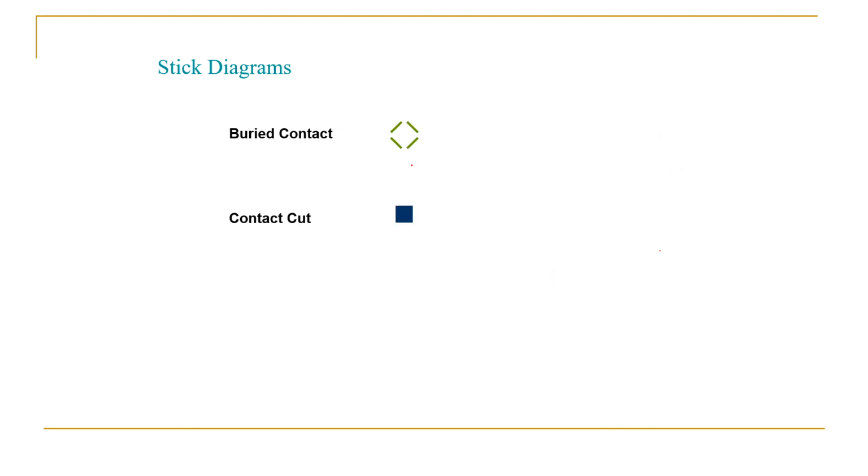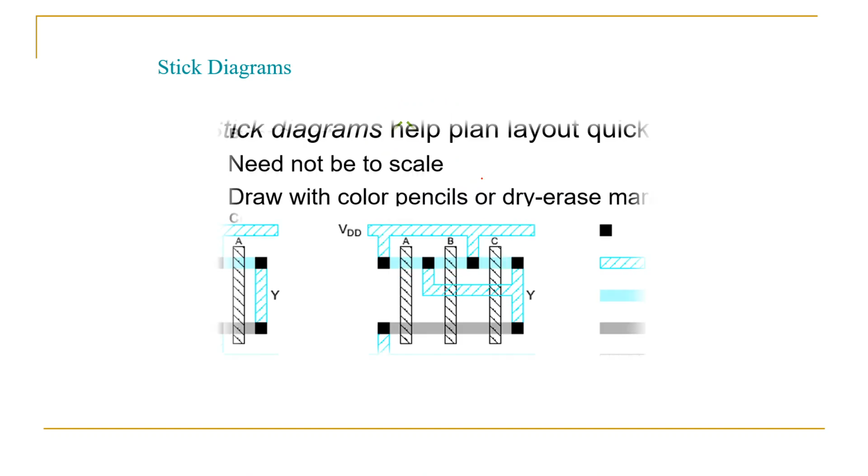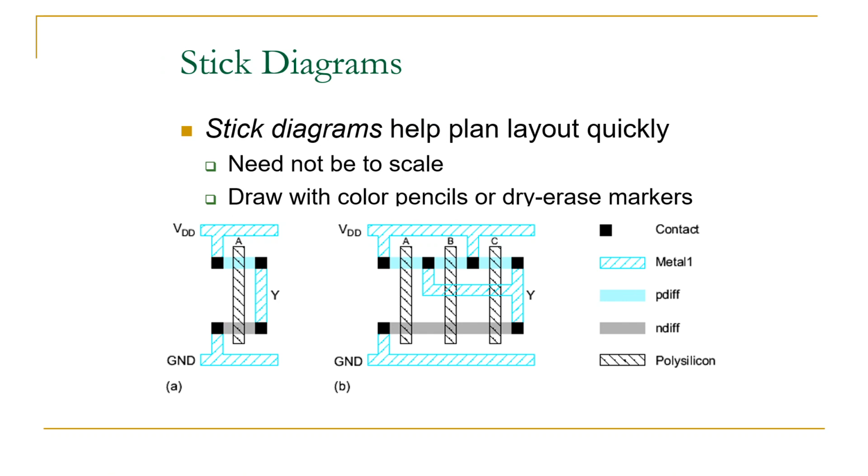This is your buried contact, and for a contact cut you draw squares filled with black. A stick diagram helps to plan the layout quickly, and it is not necessary to scale it. We can draw with color pencils or dry erase markers. These are the basic patterns that can be followed for the layers we already discussed, for the different layouts.